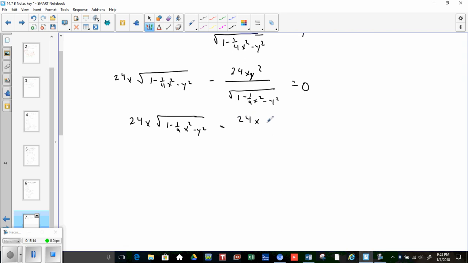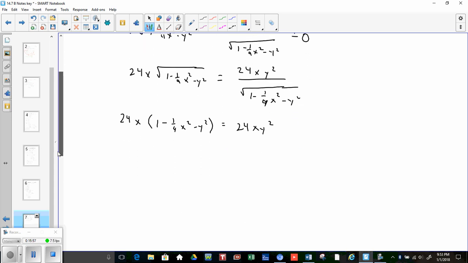And then once we do that, multiply both sides by that square root. We probably could have done that in one step, but let me go ahead and write it out. So let's make that a better equal sign. That's horrible. So we're going to go ahead and multiply both sides of this by the square root, and we'll get 24x times this square root, which is going to be 1 minus 1/4 x squared minus y squared. Going to get tired of writing that. Equals 24xy squared.